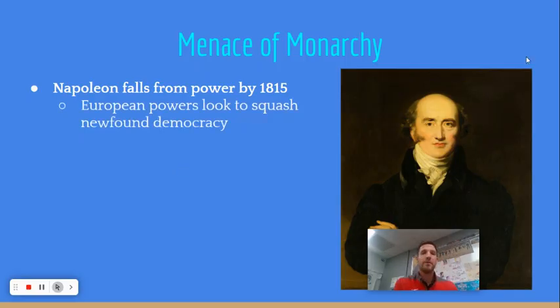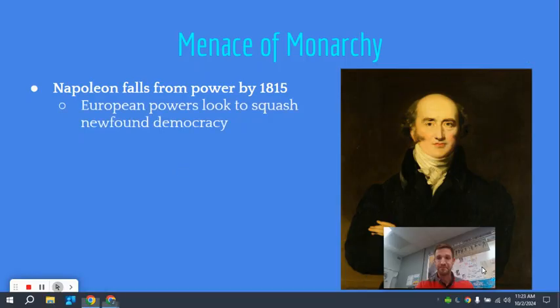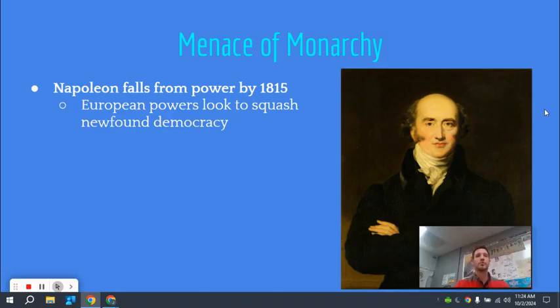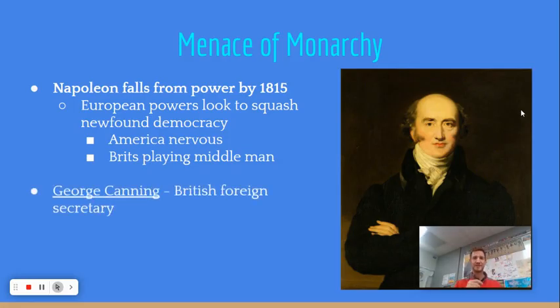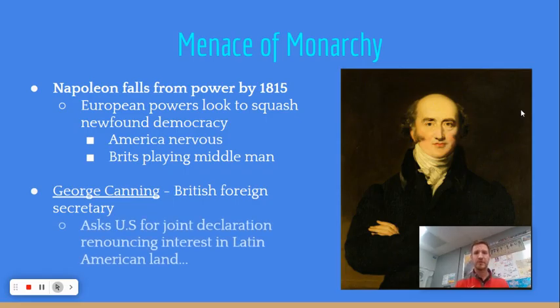Napoleon over in Europe is going to fall from power by about 1850. There's going to be kind of a swing back of sorts in Europe to regain control. All this democracy, revolution, there's like a profound, we want to get back to how things were energy in Europe. And that's going to make America nervous. Britain is sort of playing the middleman between Europe and the Americas. And this guy named George Canning, who is Britain's foreign secretary, offers America kind of a weird deal, a weird opportunity.